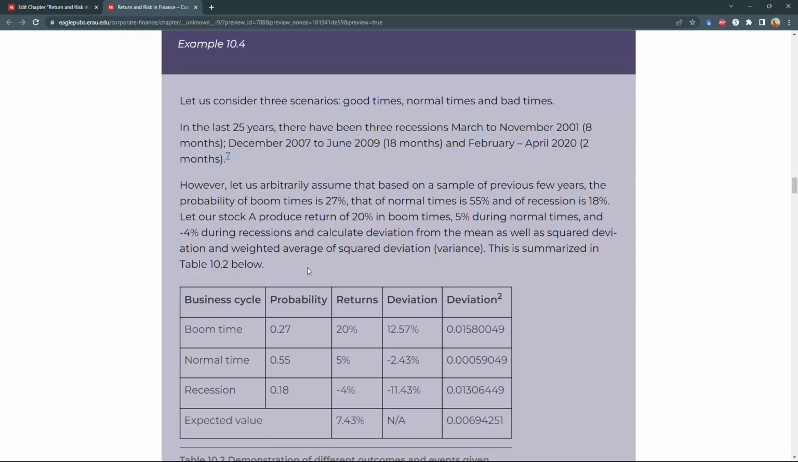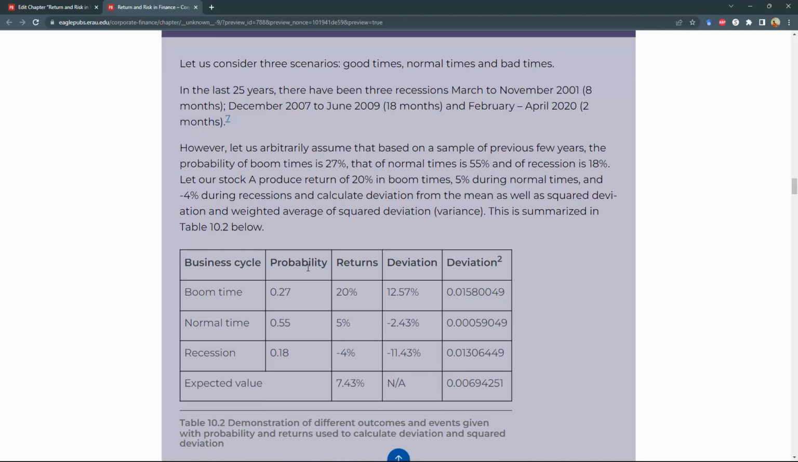Example 10.4. Let us consider three scenarios: good times, normal times, and bad times. In the last 25 years, there have been three recessions: March to November 2001, December 2007 to June 2009, and February to April 2020. However, by the way, the definition of recession here is not the standard conventional definition about quarters. This is just a month-on-month change of GDP.